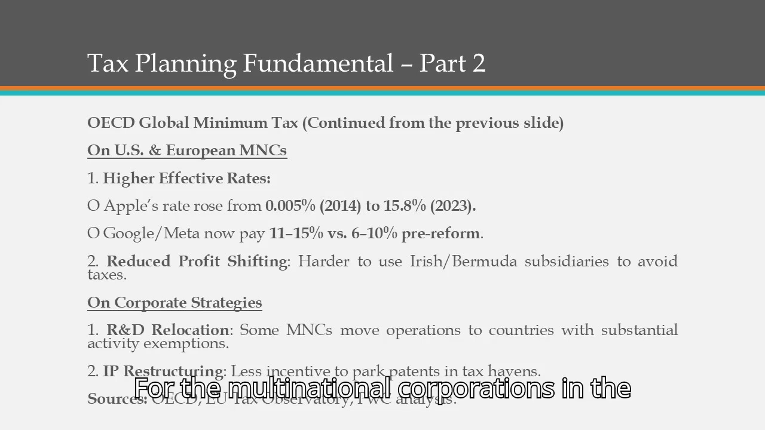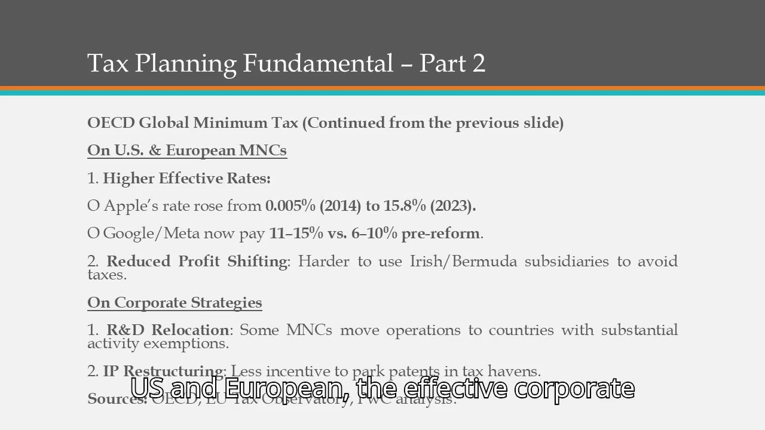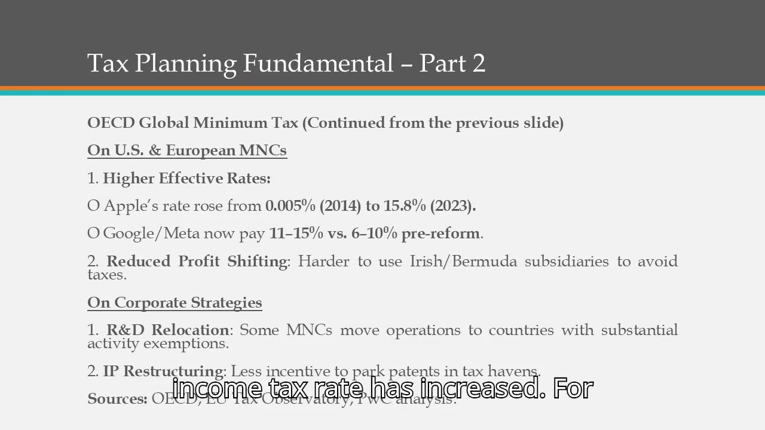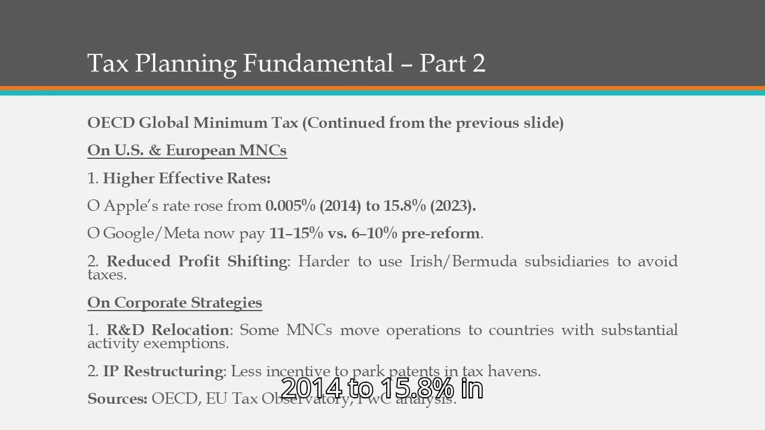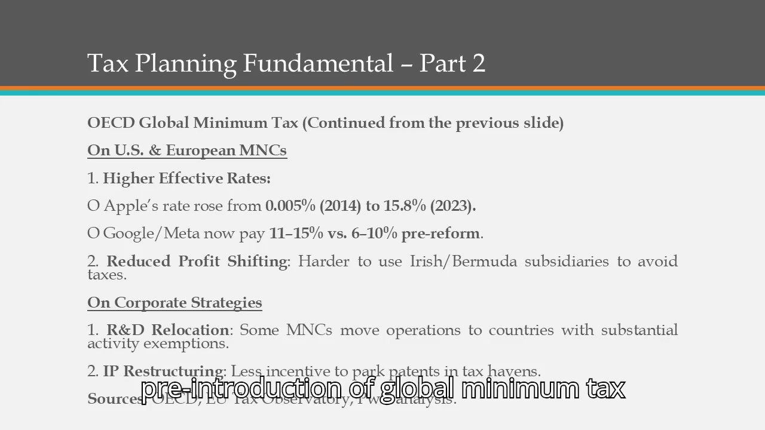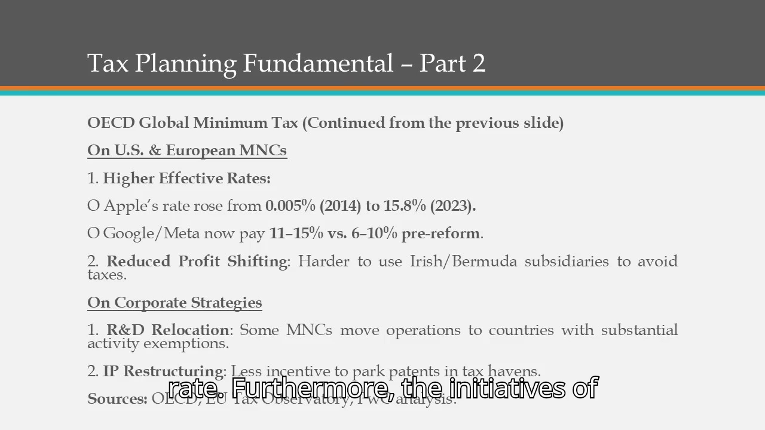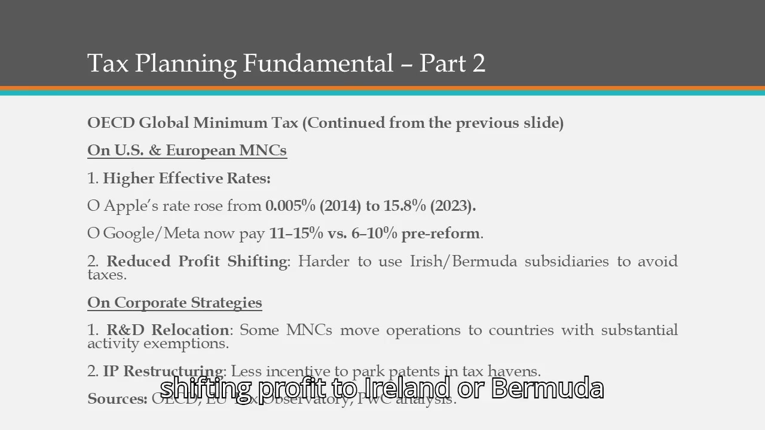2. For the multinational corporations in the US and Europe, the effective corporate income tax rate has increased. For example, Apple's rate rose from 0.005% in 2014 to 15.8% in 2023. As for Google and Meta, they now pay 11% to 15% in general, as opposed to 6% to 10% pre-introduction of the global minimum tax rate. Furthermore, the initiatives of shifting profit to Ireland or Bermuda subsidiaries have reduced.